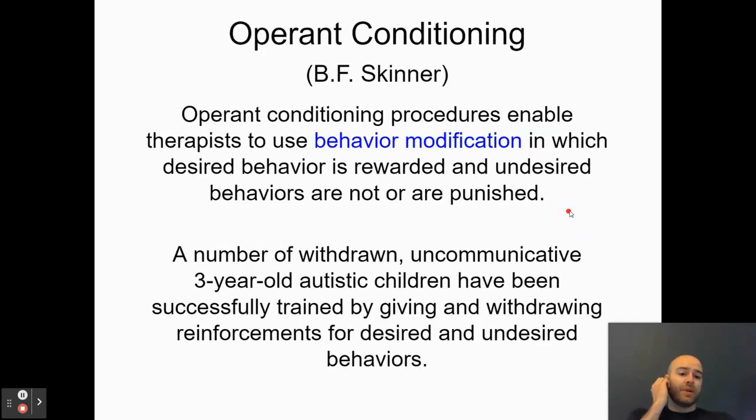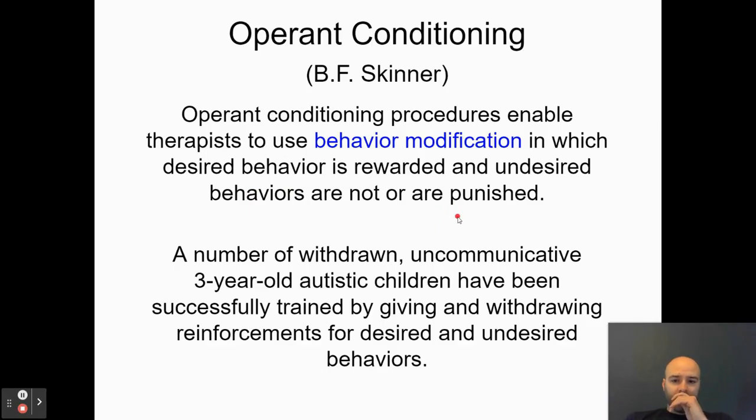So we move on to operant conditioning here, and B.F. Skinner is a name that should ring a bell. He's the king of operant conditioning, so he's also the major player in operant conditioning therapy techniques. Operant conditioning procedures enable therapists to use behavior modification in which desired behavior is rewarded and undesired behaviors are not, or they're punished, right? Rewards and punishments lead to a change in behavior. So, a couple examples here.